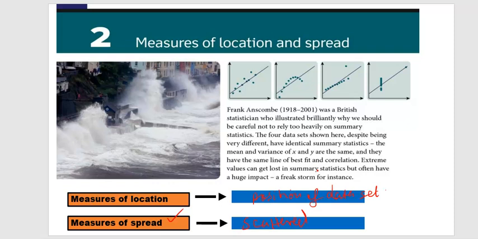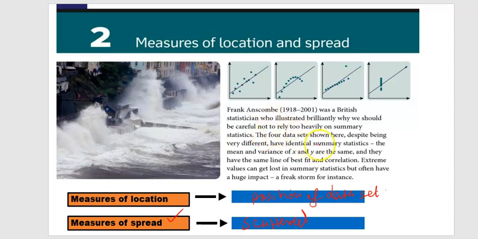I'll come back here. You can see Frank Anscombe, 1918 to around 2001. He was a British statistician who illustrated brilliantly why we should be careful not to rely too heavily on summary statistics. Again, summary statistics give you more information about secondary data, because secondary data is not the original data. It is data from the primary data. If you are given secondary data, there is a possibility that the one giving that information might not give full information. So you might have half of the information, and that will not give us a right conclusion.